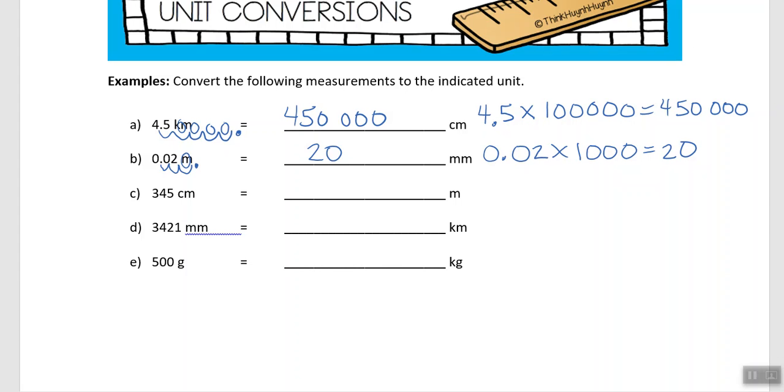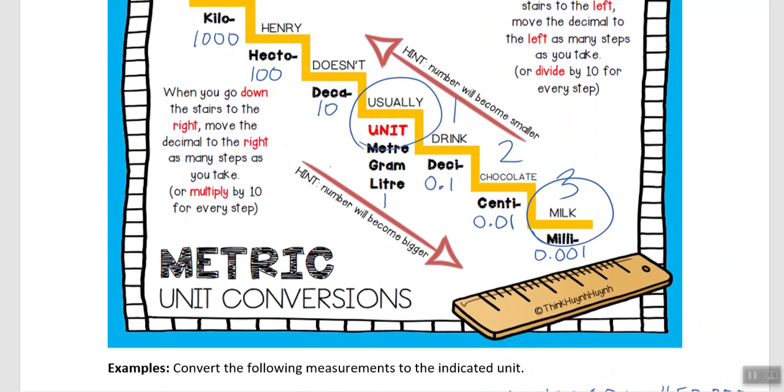Okay, next example. I'm going from centimeters to meters. This time, because I'm moving from a number with a smaller prefix to a number with a larger prefix, I'm going to be going up the stairs. Therefore, I'm going to be dividing now. So the hint is that your final number should be smaller than the number that you started with. Okay.